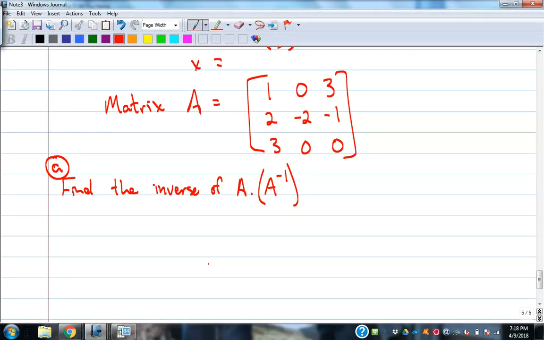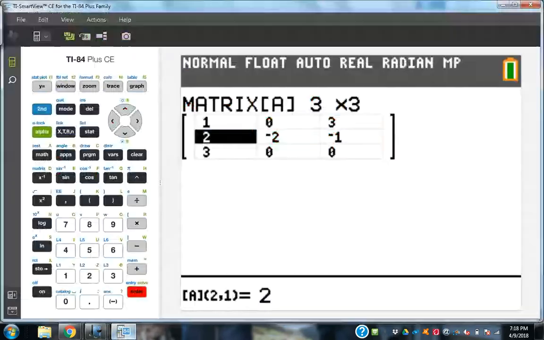Okay. I put that in: 1, 0, 3, 2, -2, -1, 3, 0, 0. There's my matrix. I want to find the inverse of that matrix.